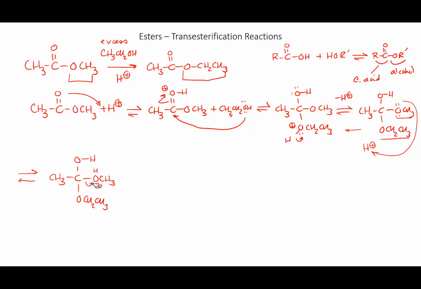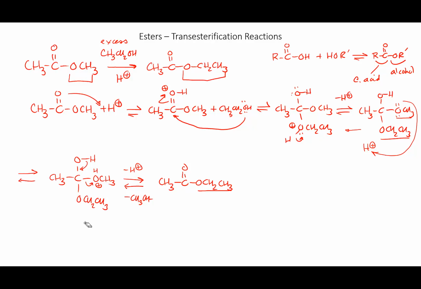So now the methanol can leave. And for time, I'm going to shorten this mechanism and use the alternative one that I showed you in the last video, where I can bring this pair of electrons down and have the water leave, so I can lose H plus and lose the methanol molecule to make the final carbonyl. So what I ended up doing was replacing the OCH3 with the OCH2CH3.